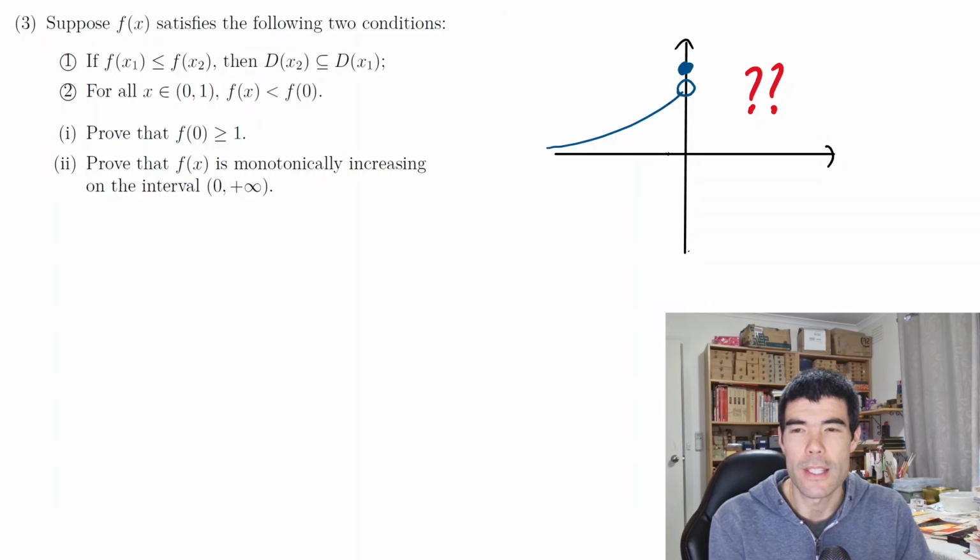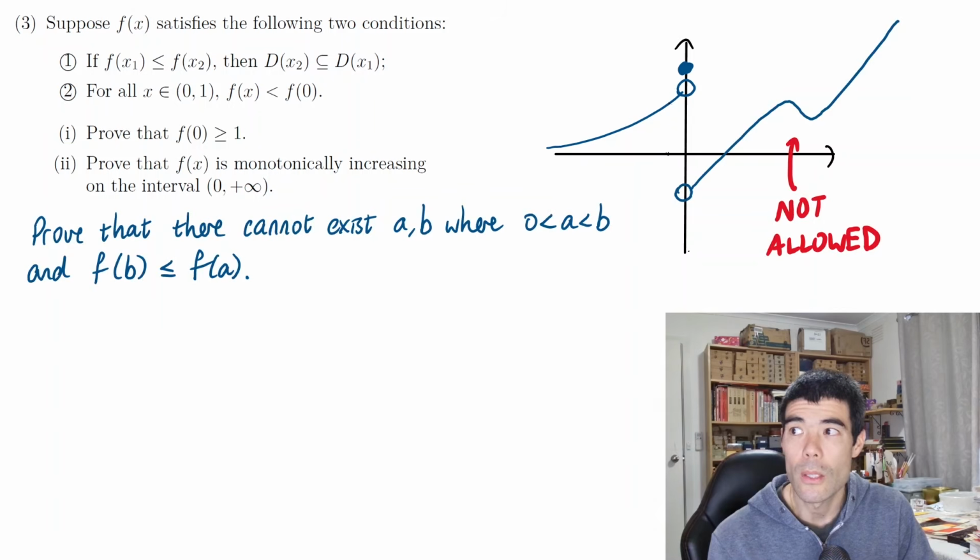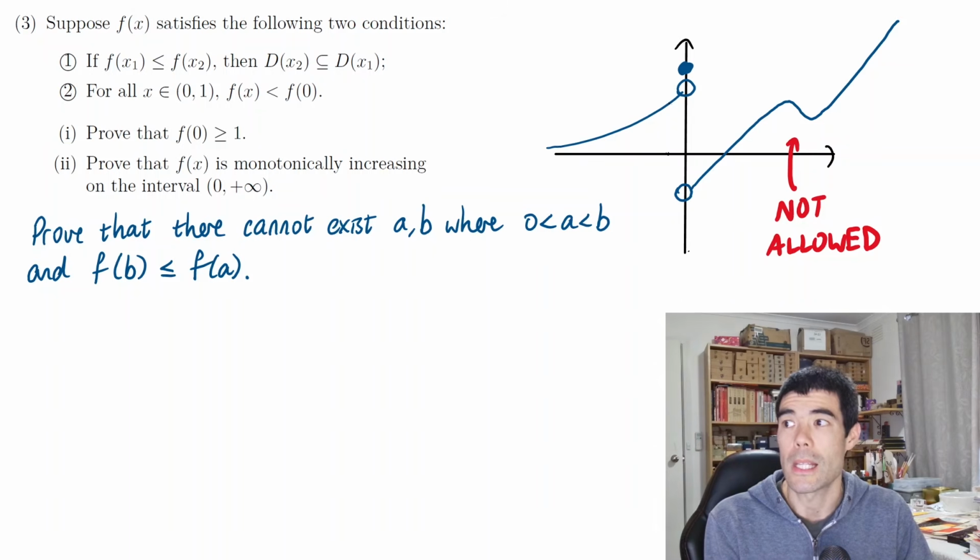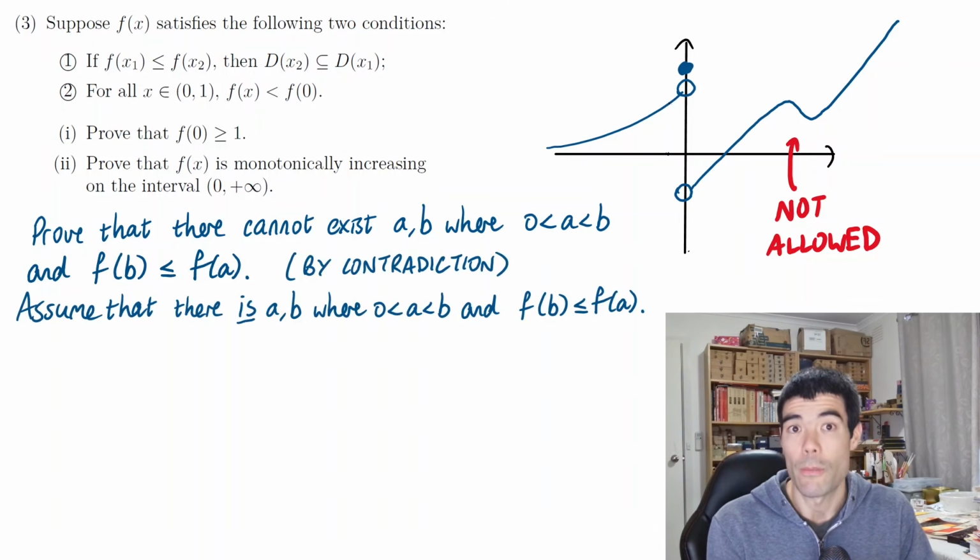So here we go for the final challenge to prove that f of x is monotonically increasing on the interval 0 to infinity. Essentially that means the graph cannot go downhill as we travel from left to right. Formally, it means there cannot exist any a and b with 0 less than a less than b, where f of b is less than or equal to f of a. We're going to again do proof by contradiction. So we're going to assume that there is such an a and b with 0 less than a less than b and f of b less than or equal to f of a.